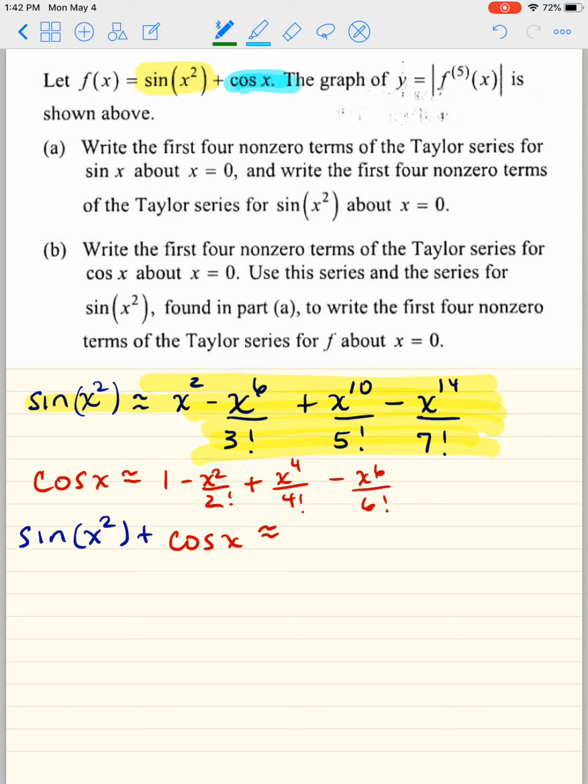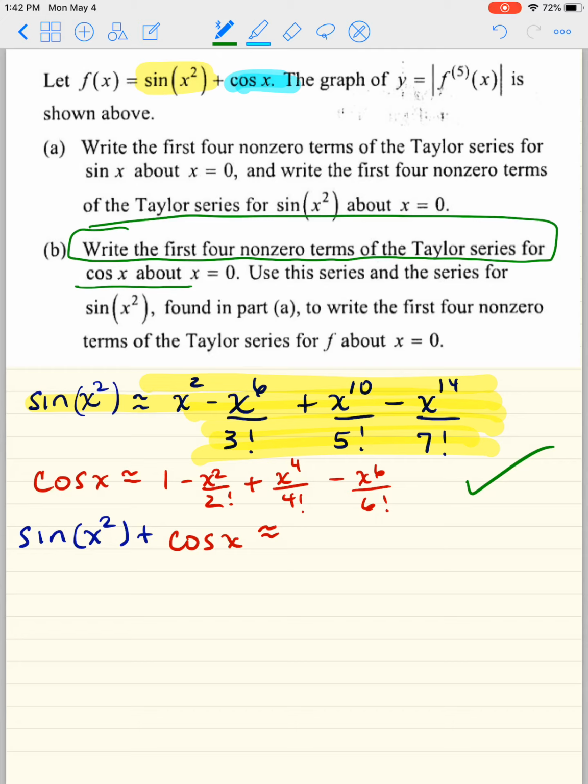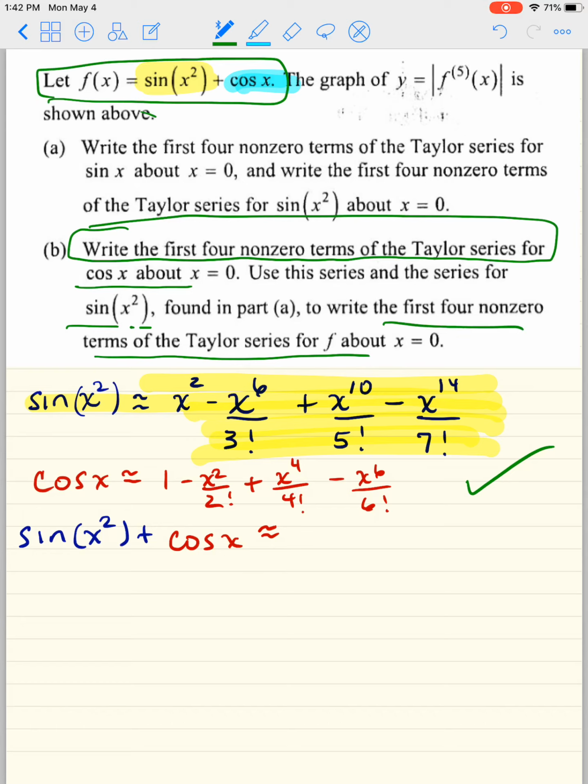So we need this to be, it says, write the first four non-zero terms of the Taylor series for cosine x, that's this guy, great, and use that series and the series of sine x squared to write the first four non-zero terms of f, which is this guy here. So we want the first four non-zero terms. So we're going to start here. 1 cannot be combined with anything, right? So we're going to be adding this together. 1 can't be combined with anything. So the first term is 1.